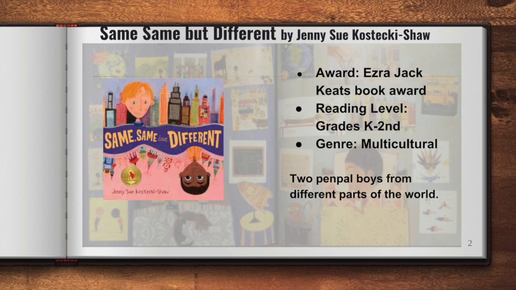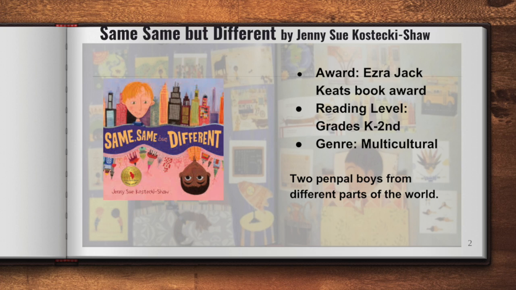The feature text is Same, Same But Different. It is an Ezra Jack Keats Book Award winner and a multicultural book. It is about a boy in America who is pen pals with a boy in India, and they compare their lives, realizing their lives are the same but different, or really different but the same.